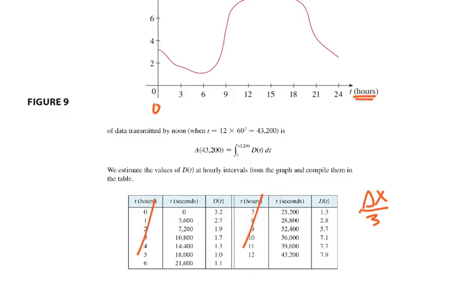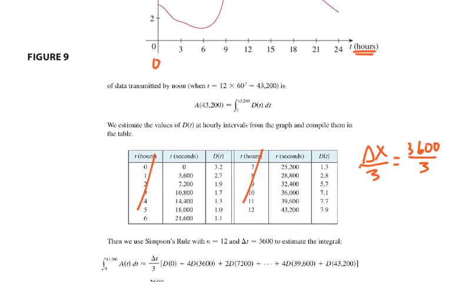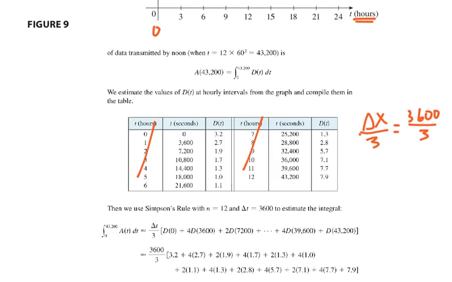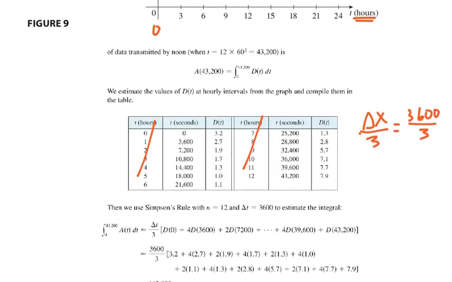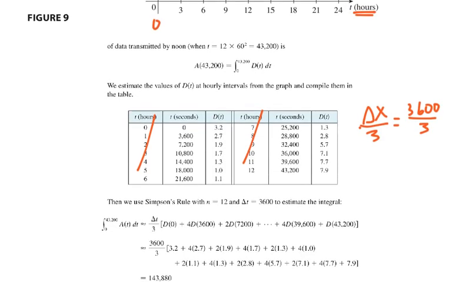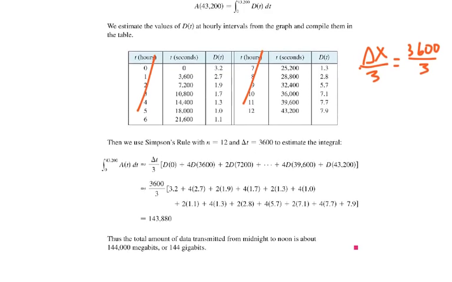So our delta x is going to be 3,600, because that's our change in x, over 3. This is what the equation looks like down here. So it comes out to be 143,880. But this is a very actual application for why we would need something like Simpson's rule or trapezoid rule or midpoint rule. So the concept's not too hard. You've got this. Thank you.